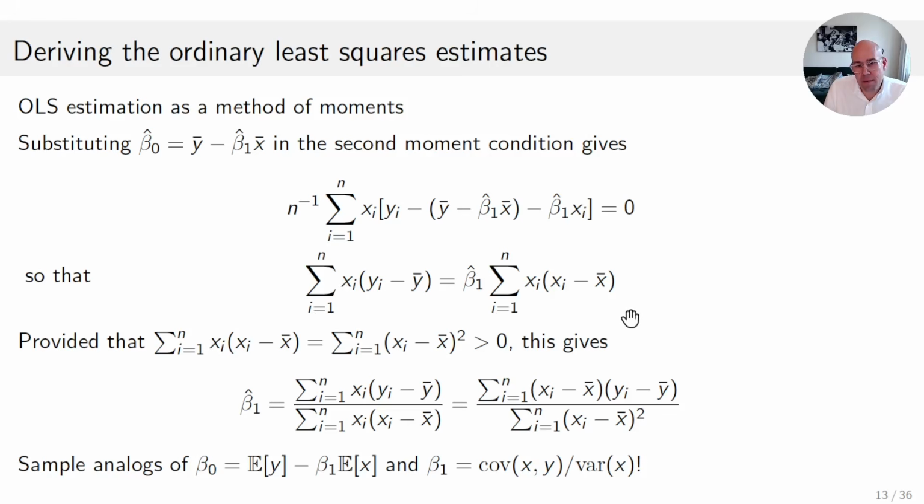Now, this is what we get here. So we divide by this, and then we get that beta 1 hat is the ratio of these two sums. And as I just said, we can always write it in terms of an xi or an xi minus x bar. It doesn't matter.